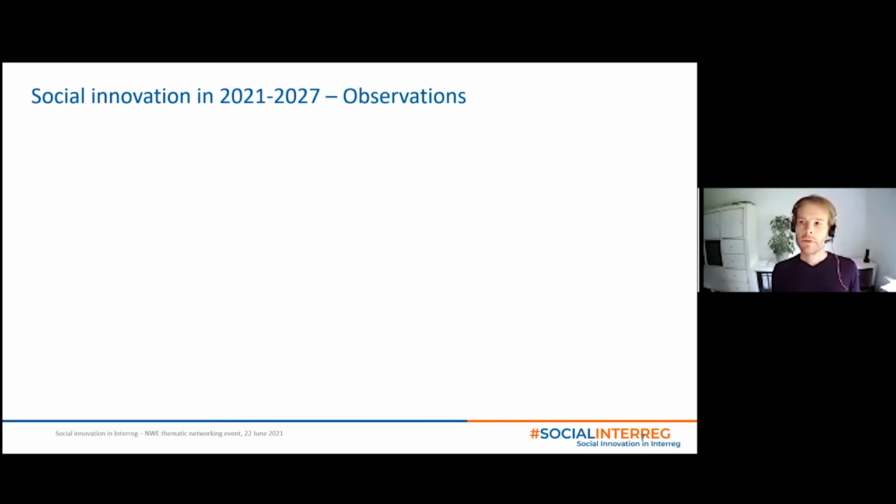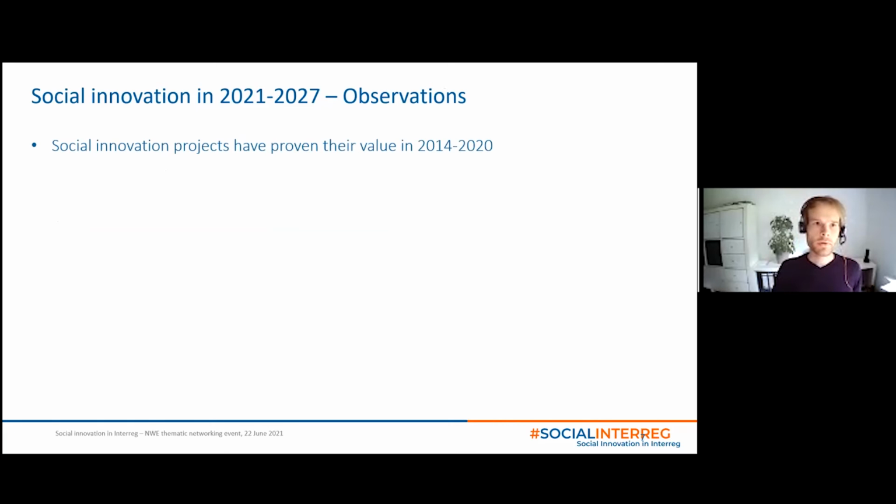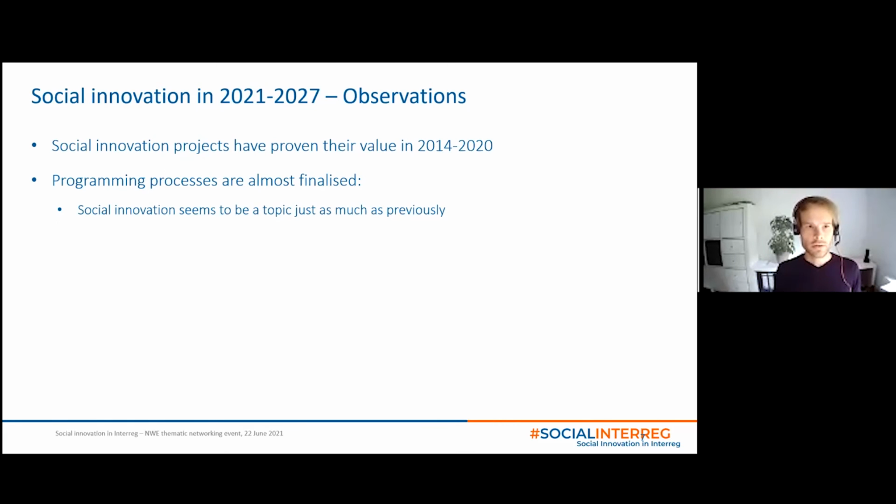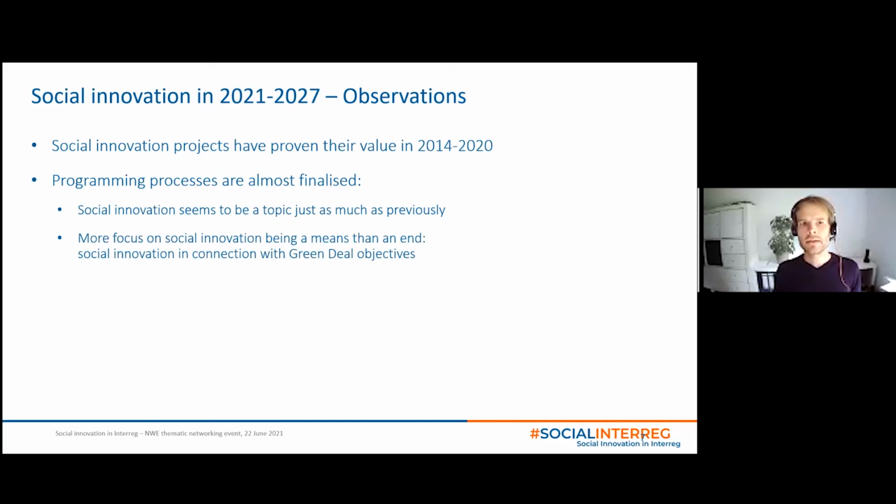So in many ways, we feel that social innovation projects have delivered in the previous funding period, and this is also informing how social innovation is being dealt with in the new funding period. I understand we will hear a little bit about that regarding the Northwest Europe program in a minute. But overall, looking at the different Interreg programs, it seems that social innovation is a topic just as much, if not more, as previously. If you see a change, then it is maybe that social innovation becomes more a means than an end.